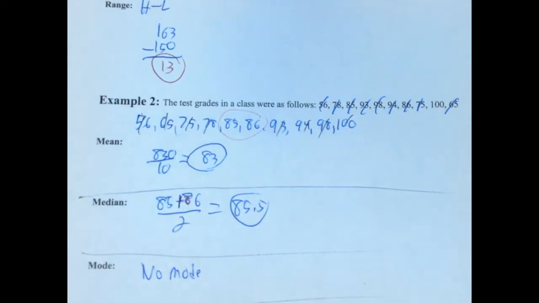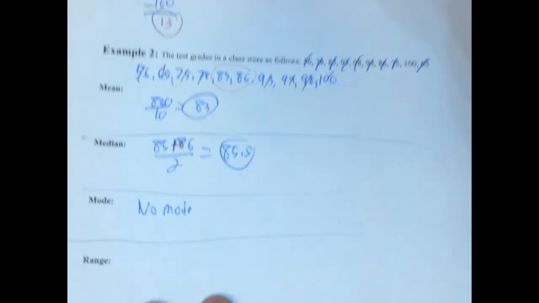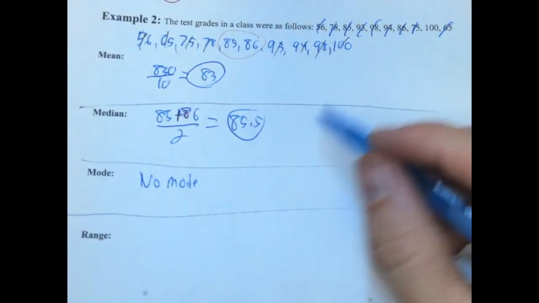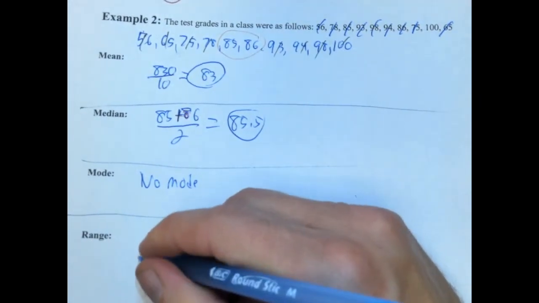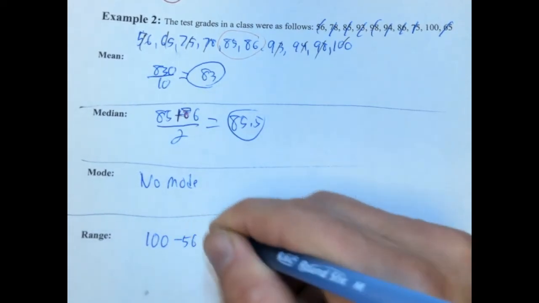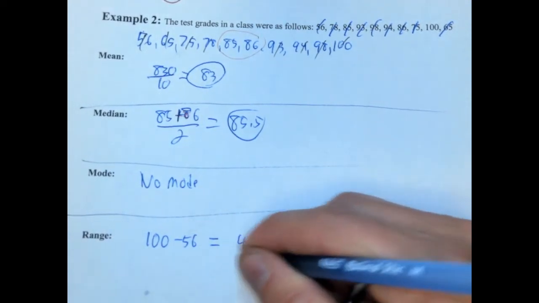And then the last one, we're going to do the high minus the low. So our high is 100. Our low is 56. Is that 44? Yeah. 44 is our range.